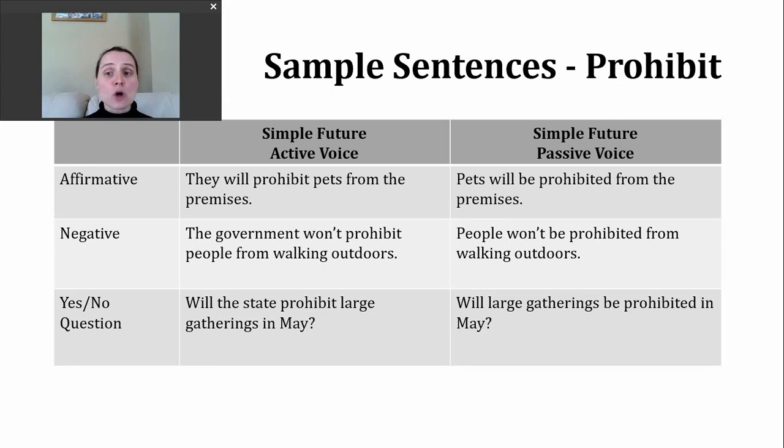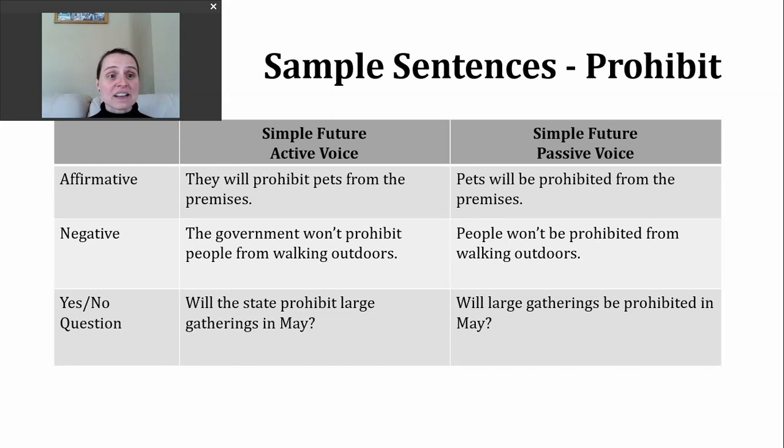Pets will be prohibited from the premises. Okay? We don't know who's making this rule in this sentence, and maybe, again, it's not important. We just need to know we can't bring our pets to this particular location.